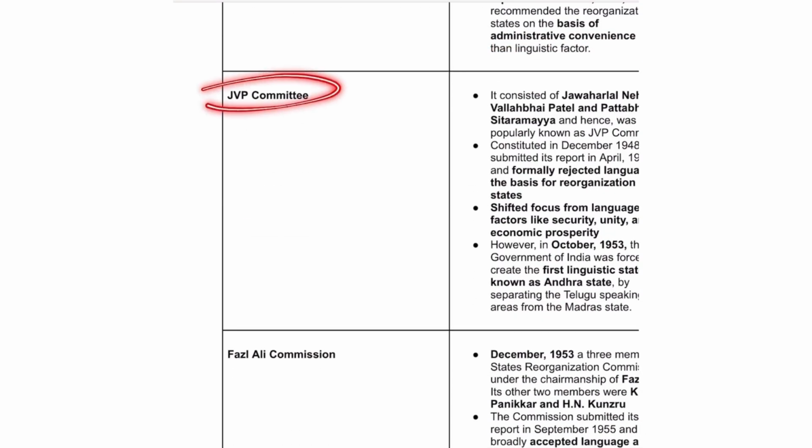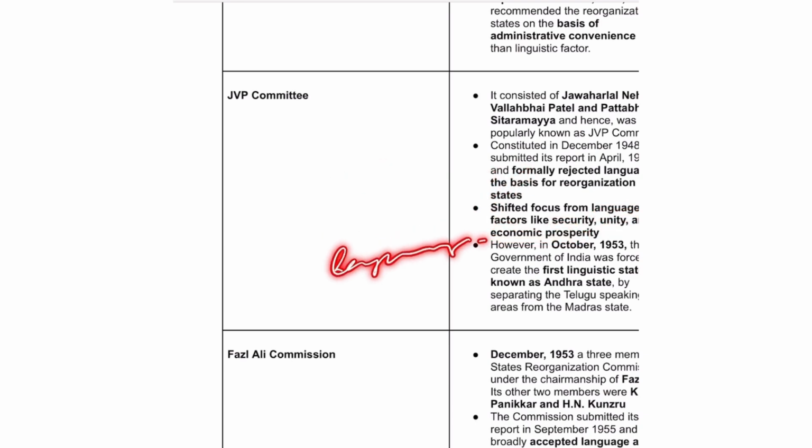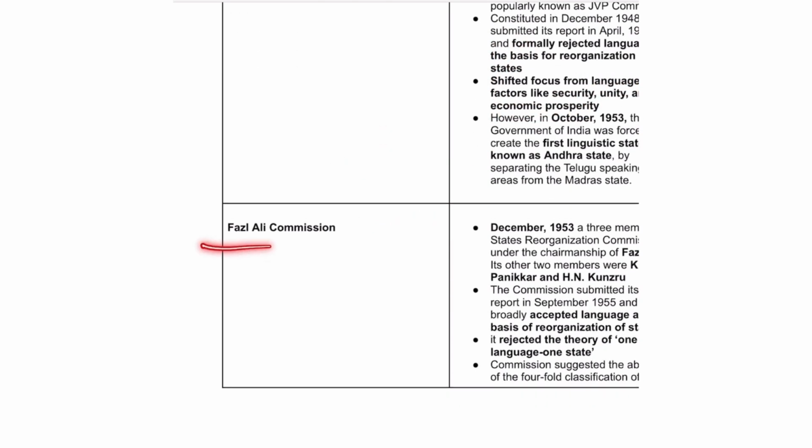Next we had the JVP committee, which was Jawaharlal Nehru, Vallabhbhai Patel and Pattabhai Sitaramaiah. So this also formally rejected the language as the basis of reorganization, and it shifted focus from language to factors like security, unity and economic prosperity. So your states must be reorganized in a way that these factors are given more priority as compared to the language. Okay, then finally the Fazal Ali Commission.